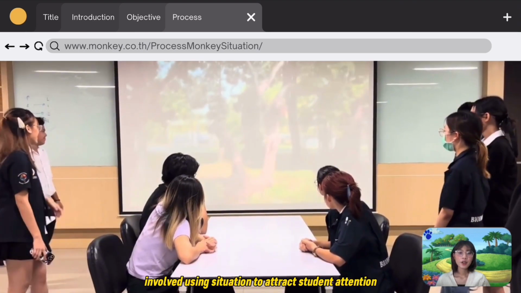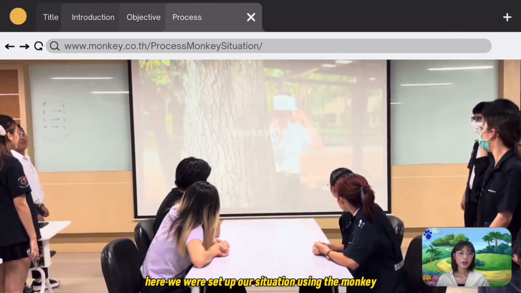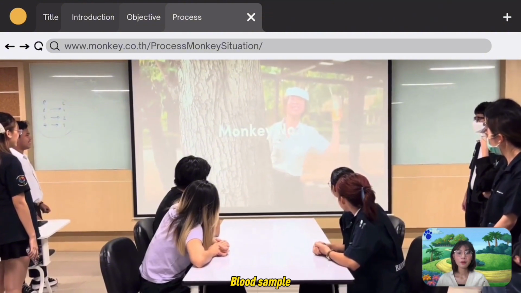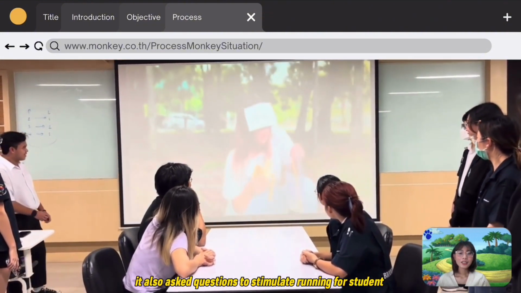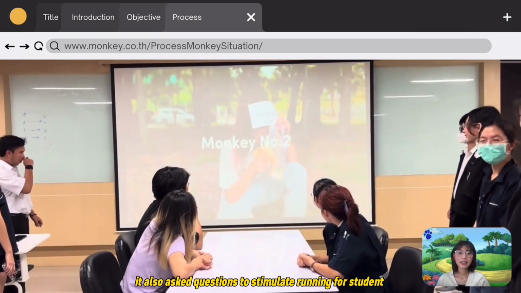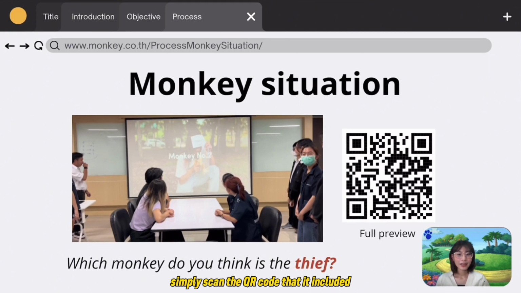The first one is the first part, involving using a situation to attract student attention. Here we will set up a situation using a monkey blood sample to run gel electrophoresis. It also asks questions to stimulate learning for students. To view the sample simulation video, simply scan the QR code that is included.